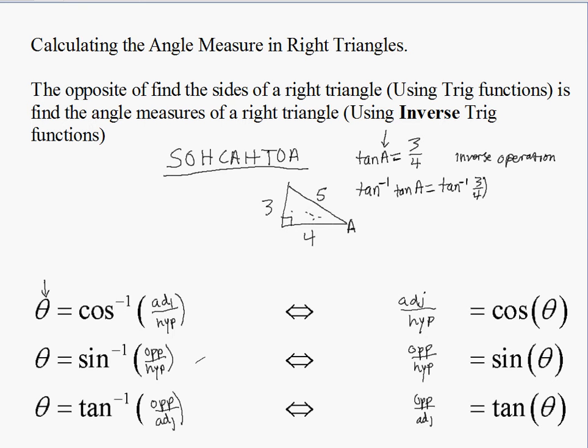So this is a function. Now, the reason I keep saying inverse, remember, inverse operations cancel. So we have the inverse tangent and the regular tangent. These are going to cancel. And you are left with, surprise, surprise, angle A. And where is angle A coming from? It's coming from the inverse tangent of 3 over 4.